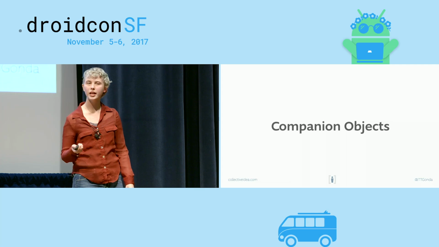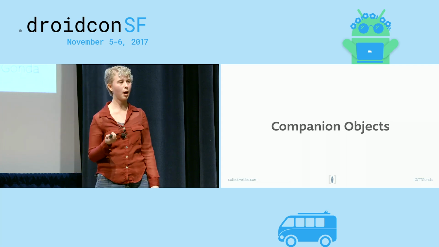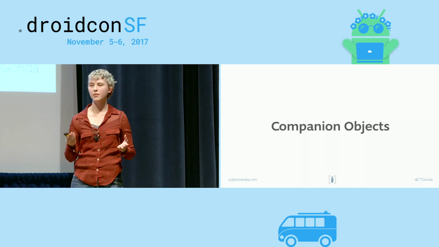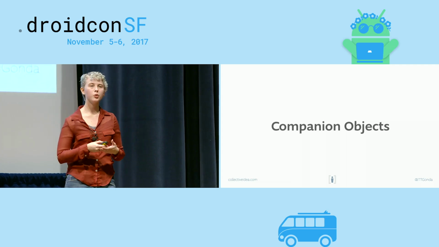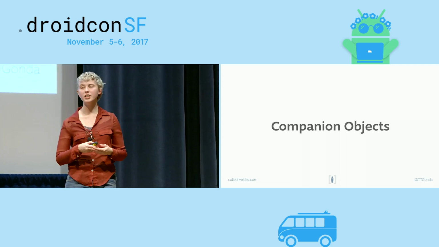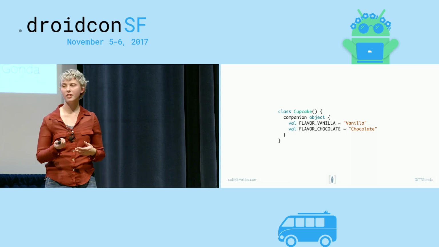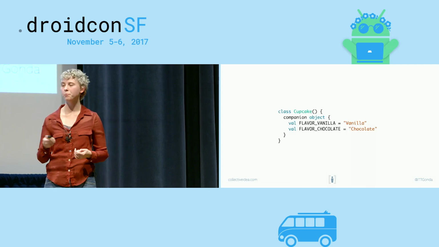Another thing that's closely tied to classes are companion objects. In Kotlin, we don't have static variables that we can use. So one way we can get that functionality is through companion objects. How we do that is nested inside our class. We create this companion object, and we can put our variables there.